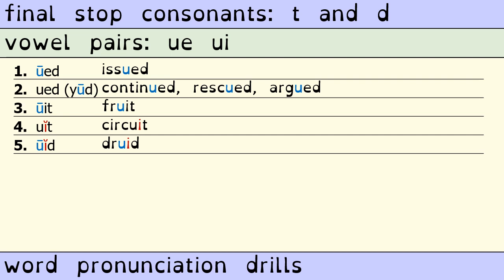Let's continue with our U vowel pairs. Repeat after me. 1. Ood, issued. 2. You'd, continued, rescued, argued. 3. Oot, fruit. 4. It, circuit. 5. Uid, druid.